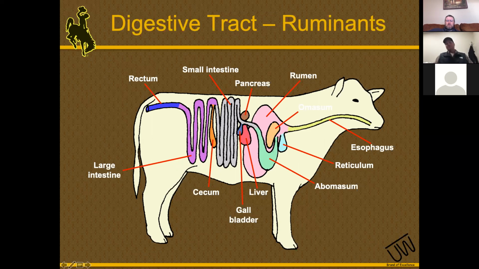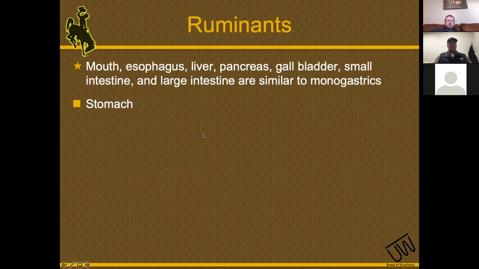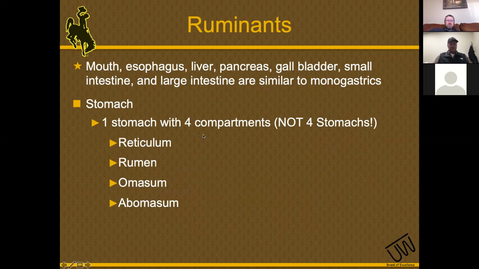The abomasum is going to be our simple stomach. It's the last compartment, low pH, just like a simple stomach animal. Therefore, it can break down those proteins even further. And then small intestine, site of absorption in ruminant animals, and then large intestine, mostly water absorption. So I think this is everything I just said.